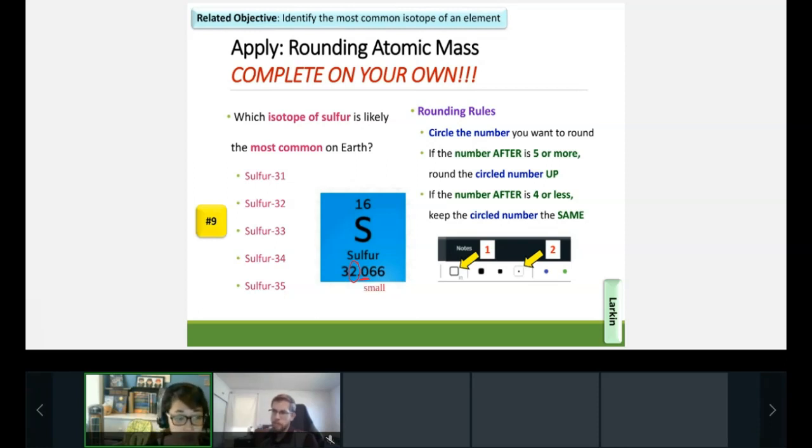And so this number then can just stay the same. You don't need to change it. It can just stay the same in our circled numbers. So that should help you figure out what the most common isotope for number 9 is. Go ahead and raise your hands when you have this saved. You have 30 seconds. If you need help, we're in the Q&A area. Please do not put answers in the main chat.